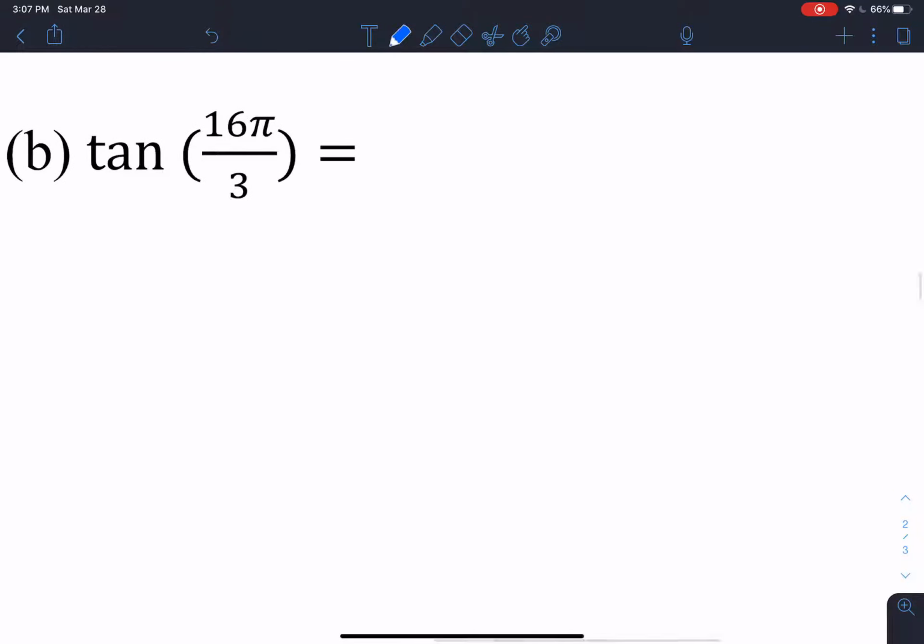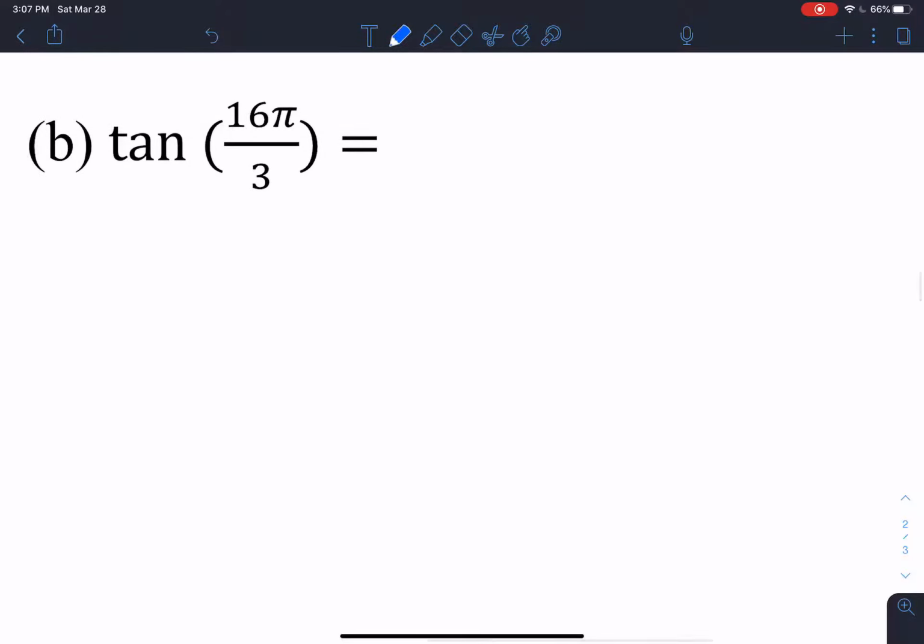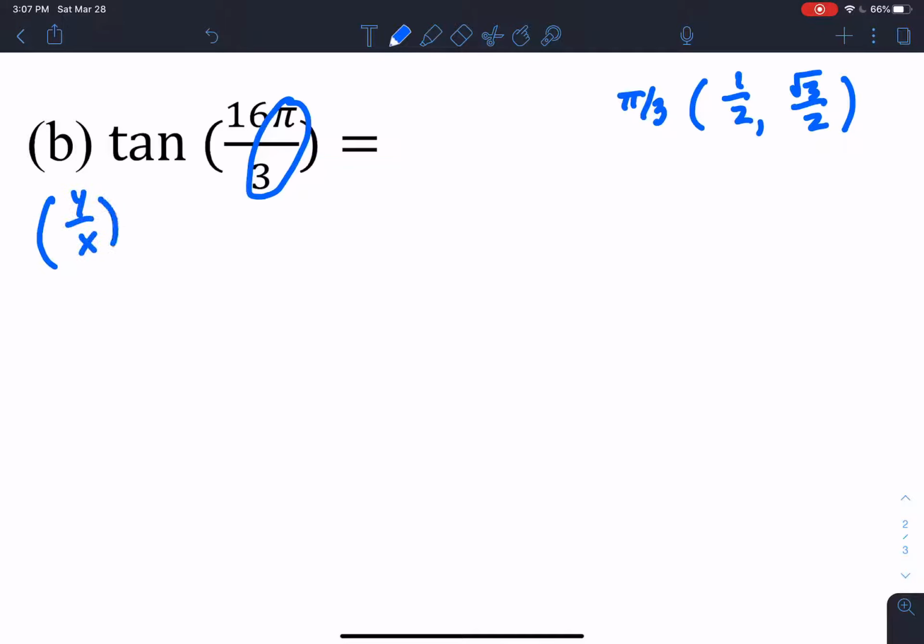Okay, the second one, you have tangent of 16 pi over 3. All right, so we're dealing with pi over 3 here. So pi over 3 from quadrant 1 is 1/2 and root 3 over 2, okay? So I know when I do tangent, I have to do the y term over the x term, okay? So now I just have to figure out where does 16 pi over 3 go?